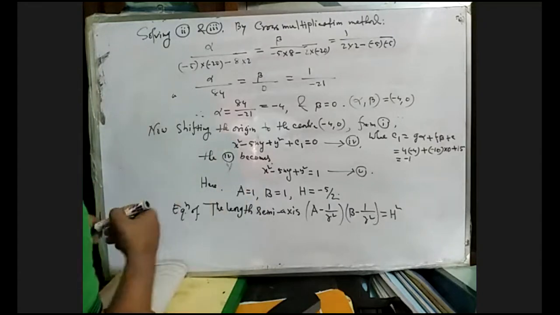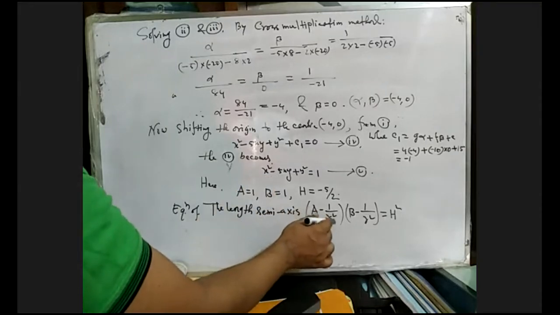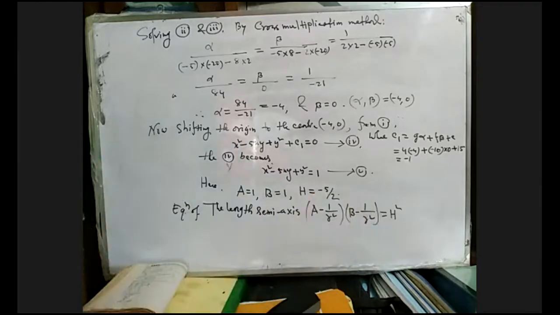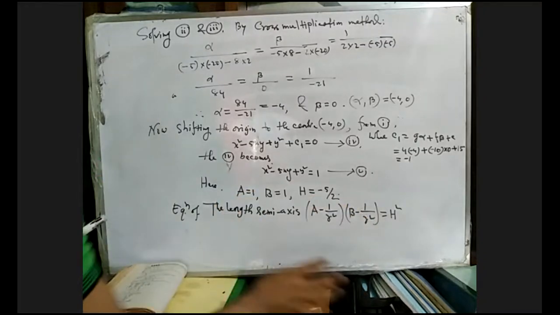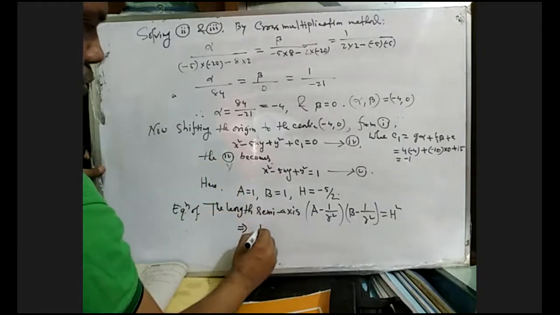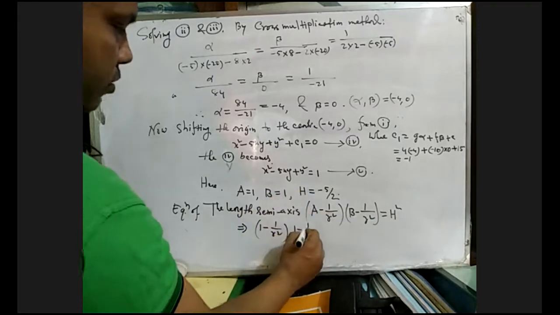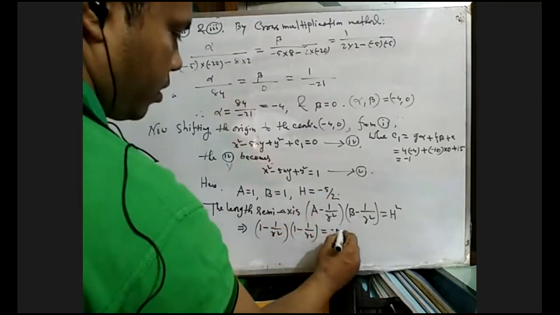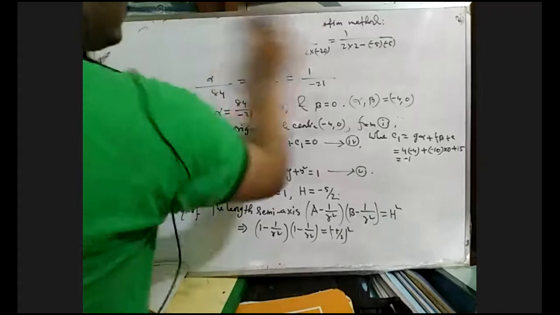From this standard form, we get the equation for the length of the semi-axis: a minus 1 by r square into b minus 1 by r square equals capital A square. Now putting the values of a, b, A, we have to find the value of r. So a equals 1, 1 minus 1 by r square, b equals also 1, 1 minus 1 by r square, equals capital A square, which means minus 5 by 2 whole square.